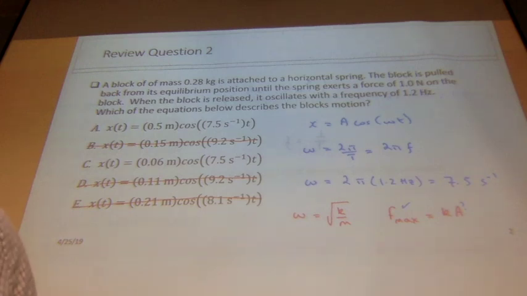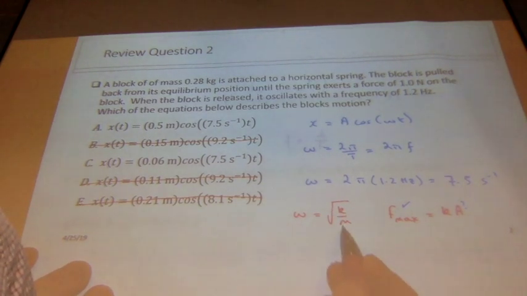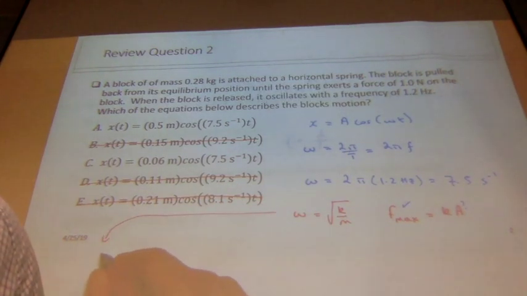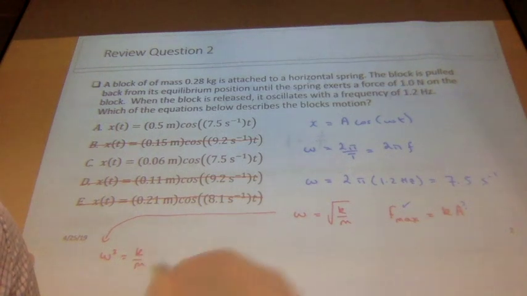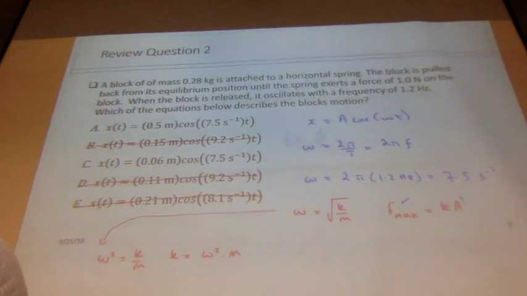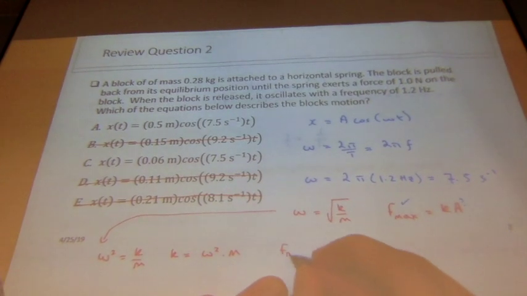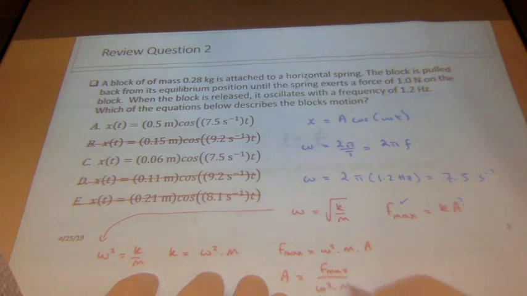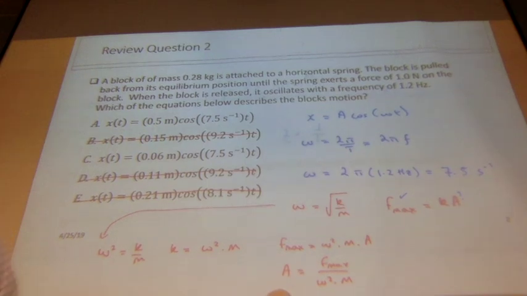So with all that said, let's get k in terms of omega and m. Square both sides here, so omega squared would be equal to k over m. So k would be equal to omega squared times m. And that would mean that F max would be equal to omega squared times m times A. So that just means that A is equal to F max over omega squared times m. And now all those quantities are given in the question.